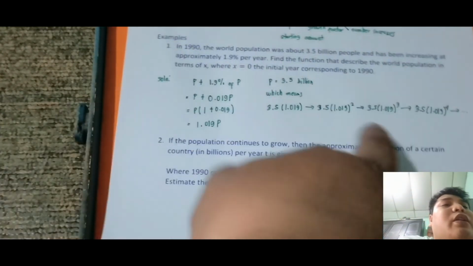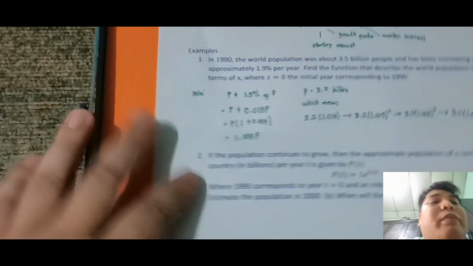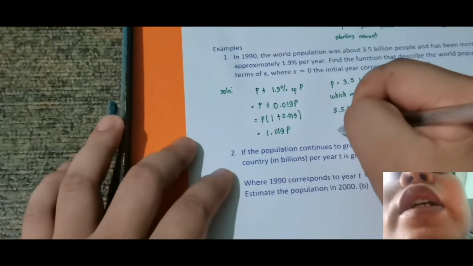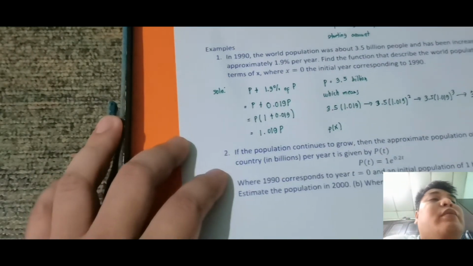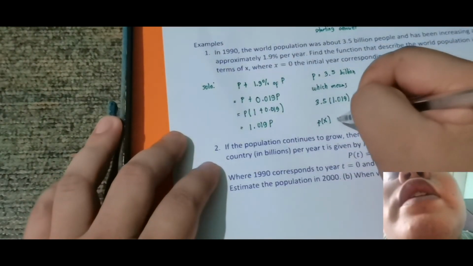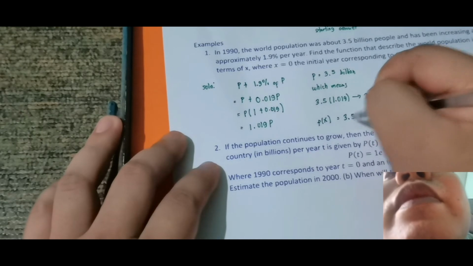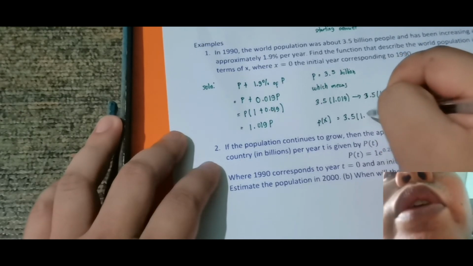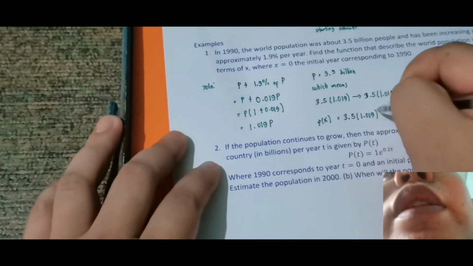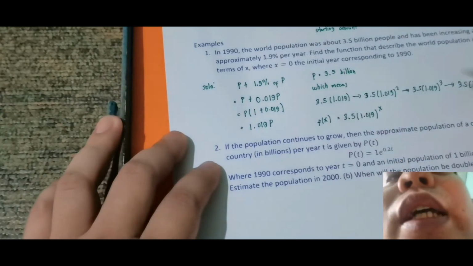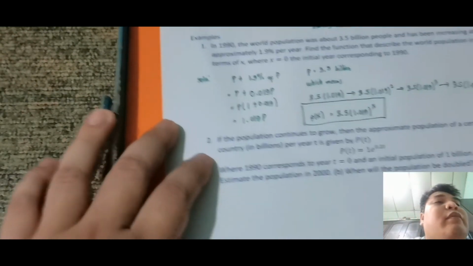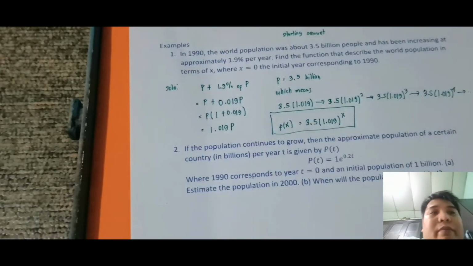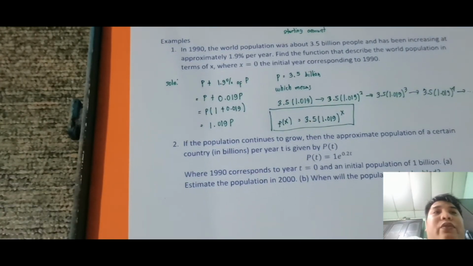So meaning, ano yung magiging function natin? Let's say represent natin siya into f of x, where x is in number of years. So the function is simply 3.5 times 1.019 raised sa x, kasi depende tayo sa number of years. Therefore, ito yung function na nagre-represent. Ganoon lang siya kasimple. Again, kaya nyo nang gumawa ng ating population.